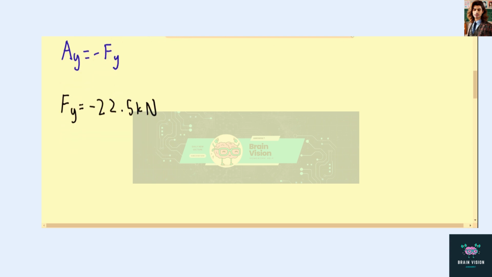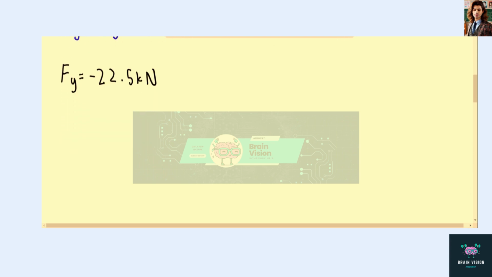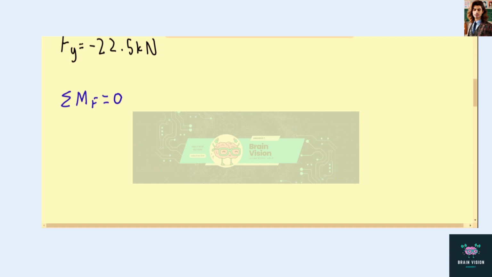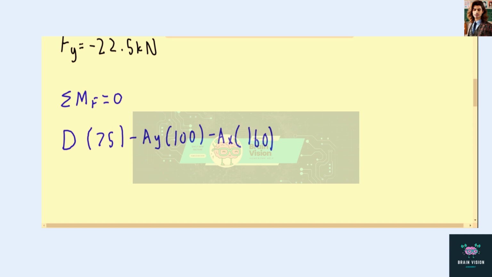So now we're going to take the moments about the point F. So the sum of moments about the point F is equal to 0. And we can write that as the force at point D times 75 minus A of y times 100 minus A of x times 160 is equal to 0.